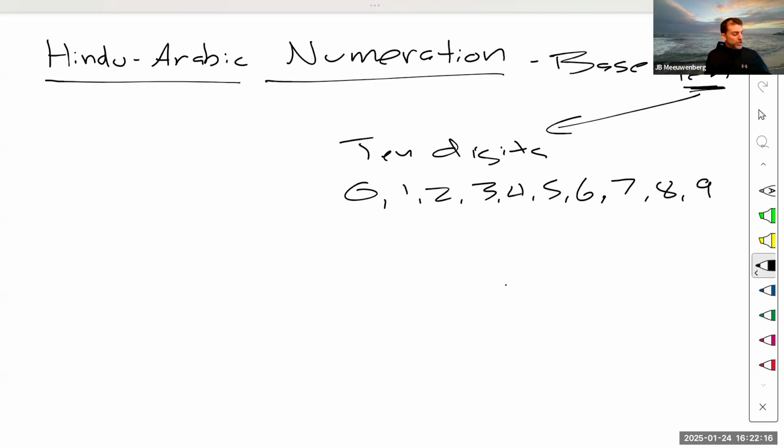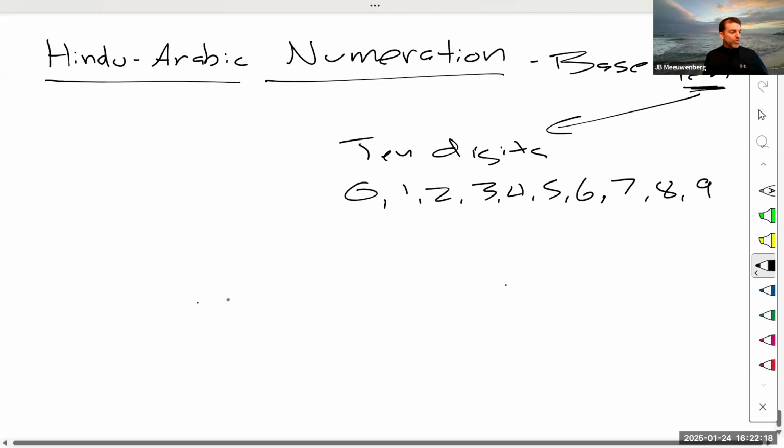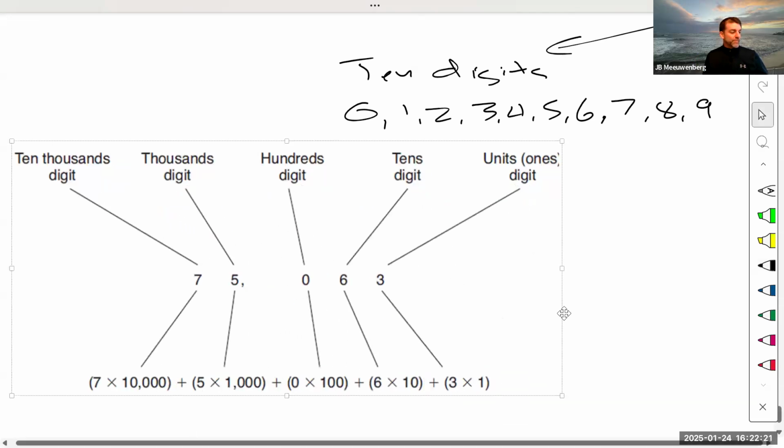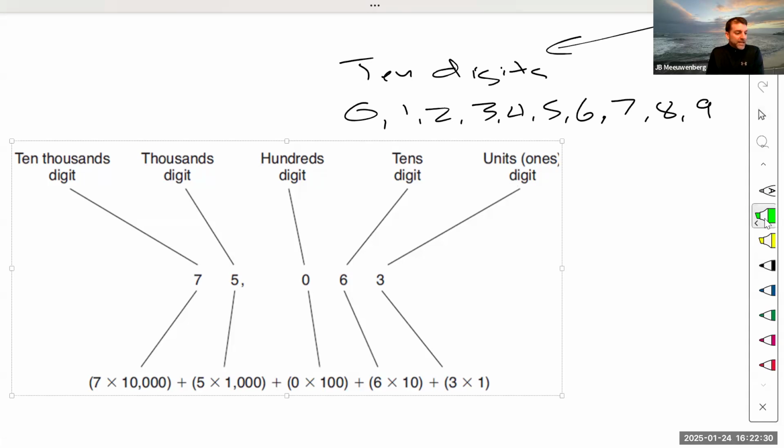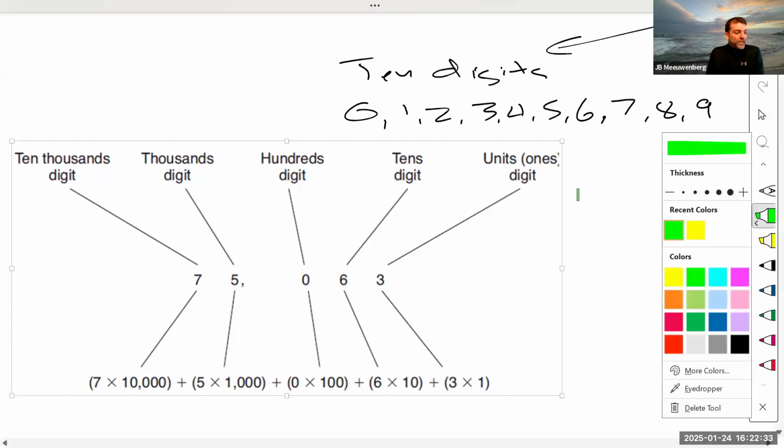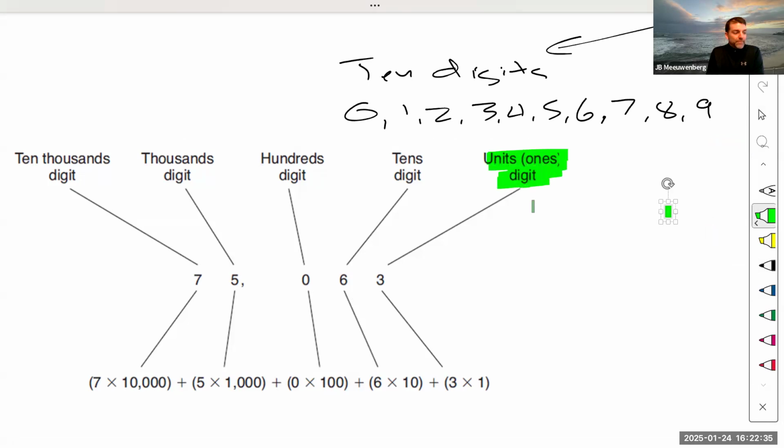And so you all know and love our place value system, right? So in this number that you see here, 75,063, over on the right-hand side is sometimes we'll call it our ones place, but it's that units, right? Then we go to the tens digit, that would be that 6. The hundreds digit is here. The thousands digit is the 5, and the 10,000s digit is the 7. And we could keep going and going.